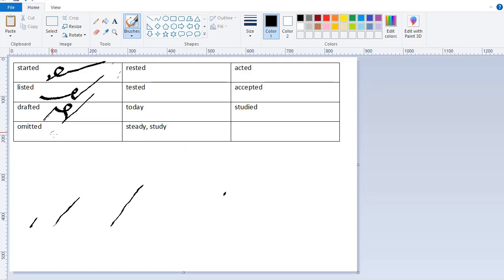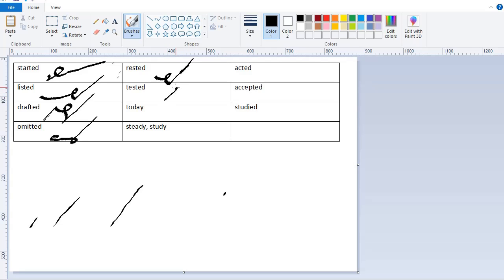Next, we have omitted. So, we have O, and then we have M, and then we have E, and then we have TED. Next, we have rested. Ito na yung rested kanina. We have Re. And then we have S. And then we have T, D. TD. Rested.